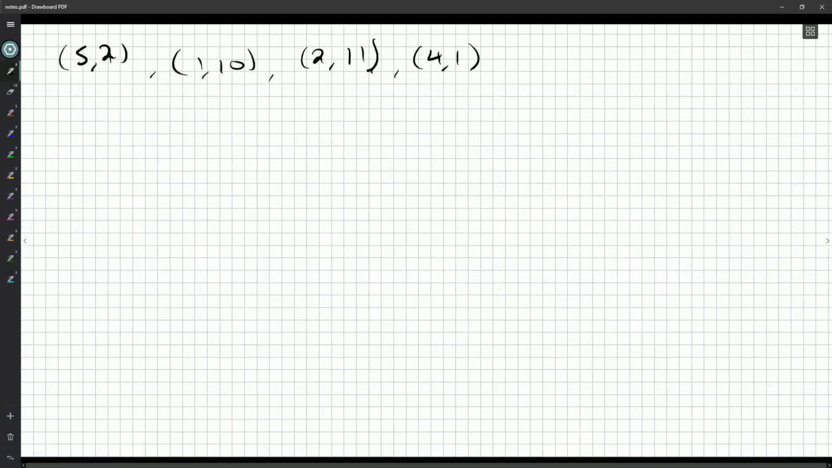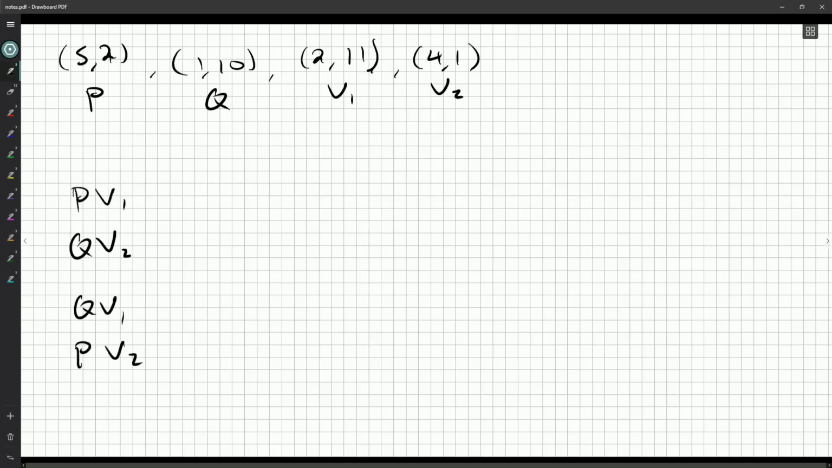Okay, so that's P, that's Q, that's V1, that's V2. So PV1, we can make a little chart actually. So PV1 needs to go with QV2, and then QV1, PV2, and we'll figure out their slope. I feel like I'm going to need a bit more space. Well, let's see how much the first one does.